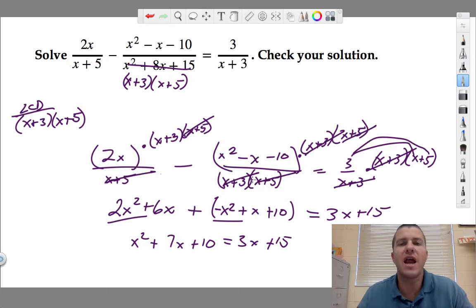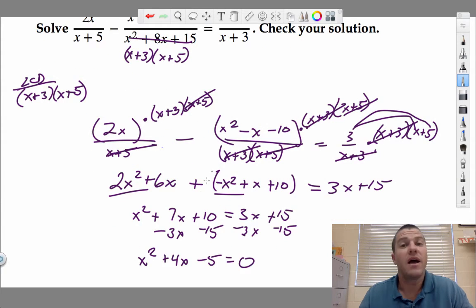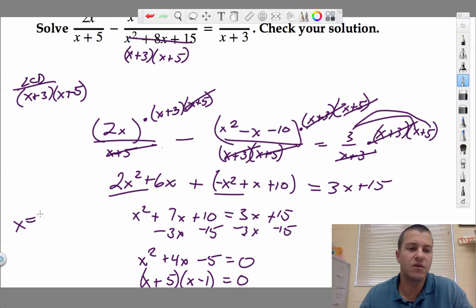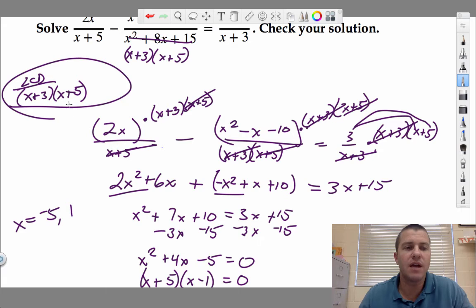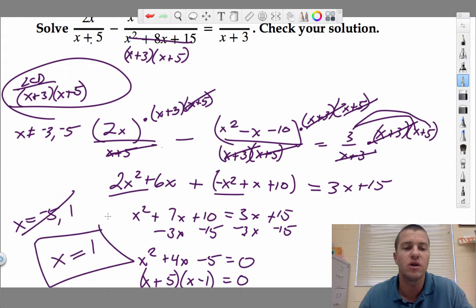Because it's a quadratic, I want to get everything on one side and have it equal 0. So I'm going to subtract 3x and subtract 15. And I have x squared plus 4x minus 5 equals 0. And to factor, it's going to be x plus 5 times x minus 1, which means x equals negative 5 and positive 1. Well, if I'm looking back at my least common denominator, this is where my restrictions will come from. All my denominators, x cannot equal negative 3 or negative 5. So since one of my solutions was negative 5, that one doesn't count. My only solution is x equals 1.